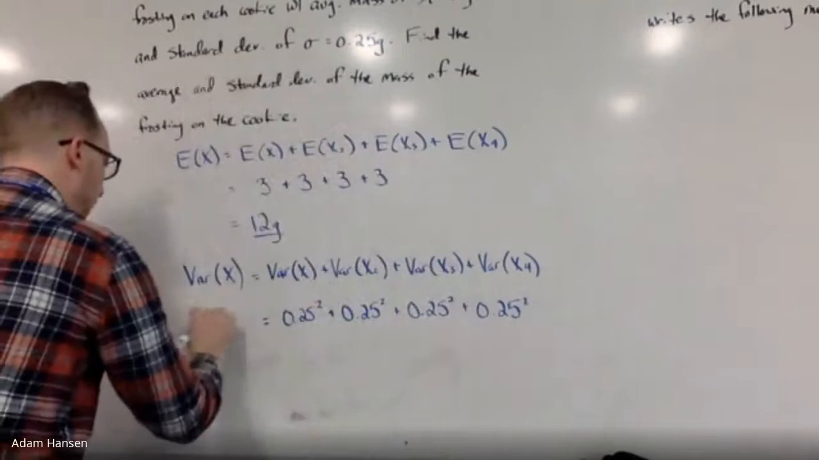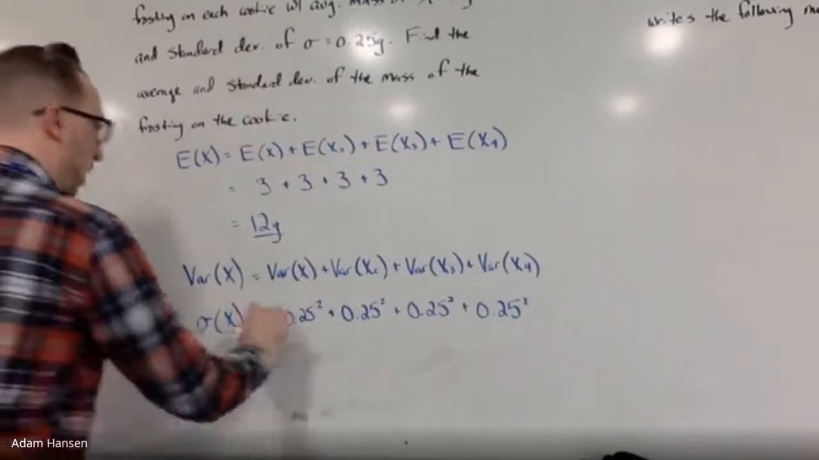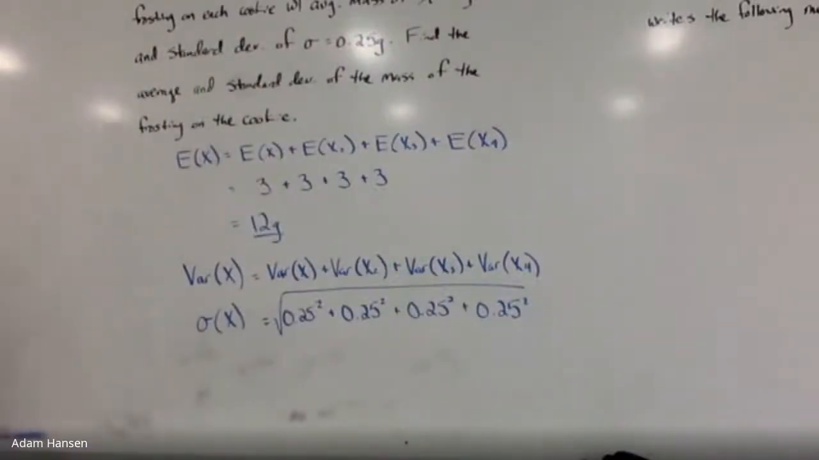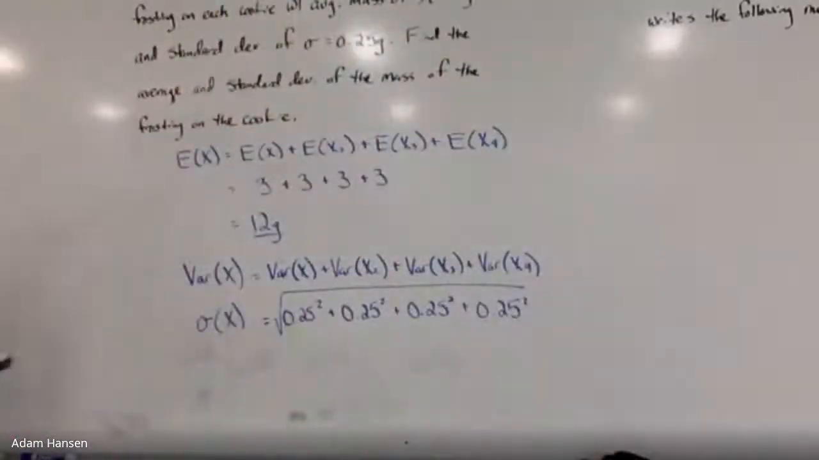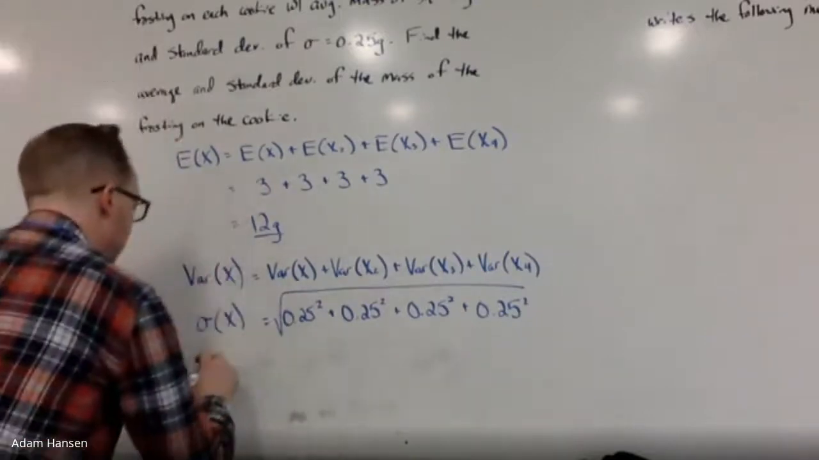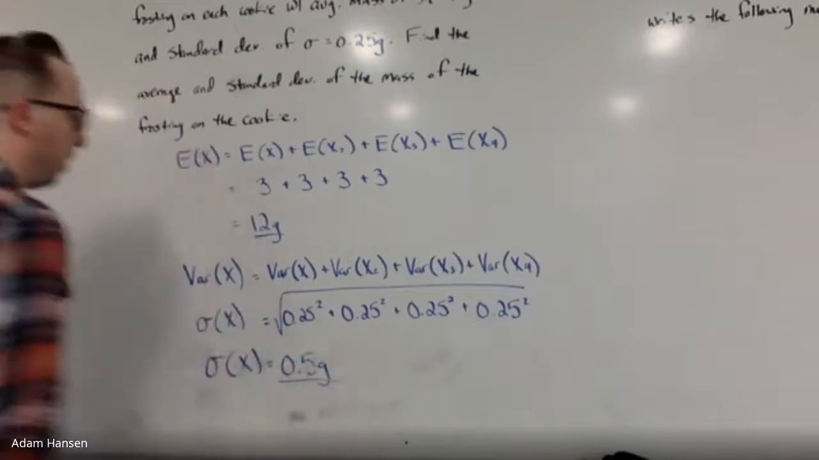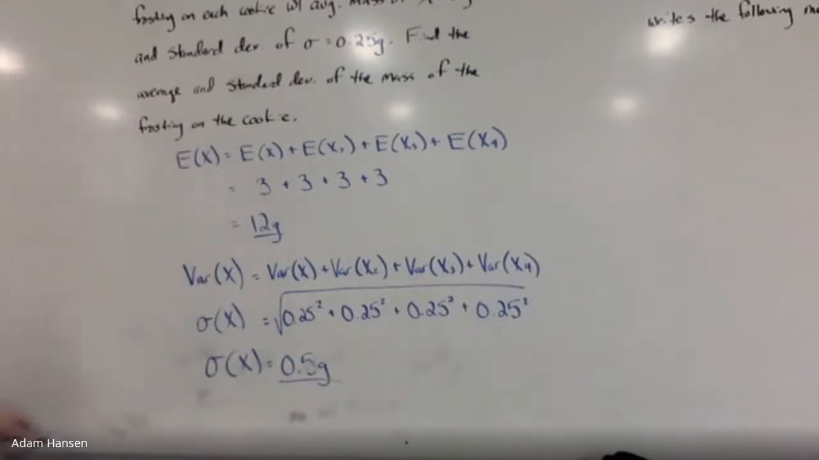If I want to find the standard deviation, take the square root of that, because standard deviation is square roots of the variance. Take 4 times 0.25 squared. Square root of that is 0.5. We have an average mass of 12 grams for the frosting with a standard deviation of 0.5 grams of frosting for our distribution.